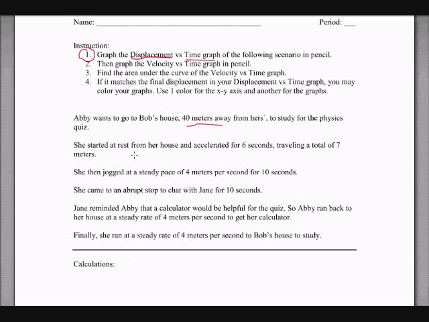She starts from rest. That's extremely important. She starts from rest. Very important. You should get what that means by now, I hope. From her house and accelerates for 6 seconds. And in that 6 seconds, she travels a total of 7 meters.